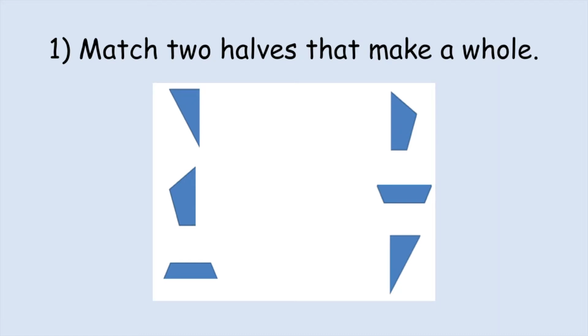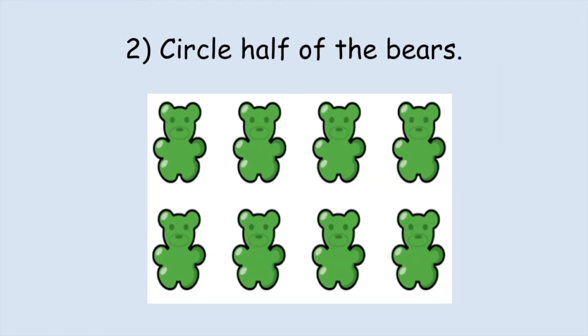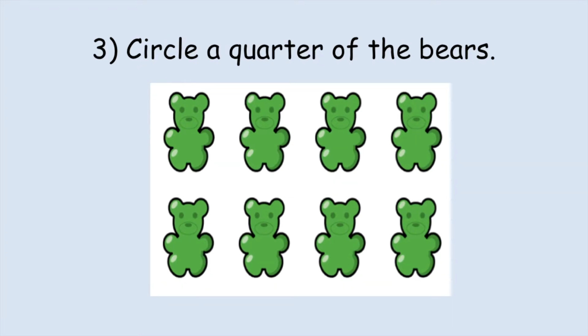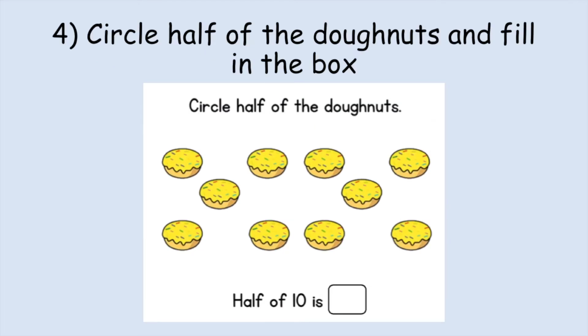Question number 2, circle half of the bears. So we have an amount of bears here and you need to circle half of them. Circle a quarter of the bears. Again, we have an amount of bears here, 1, 2, 3, 4, 5, 6, 7, 8, and you need to circle a quarter of them.